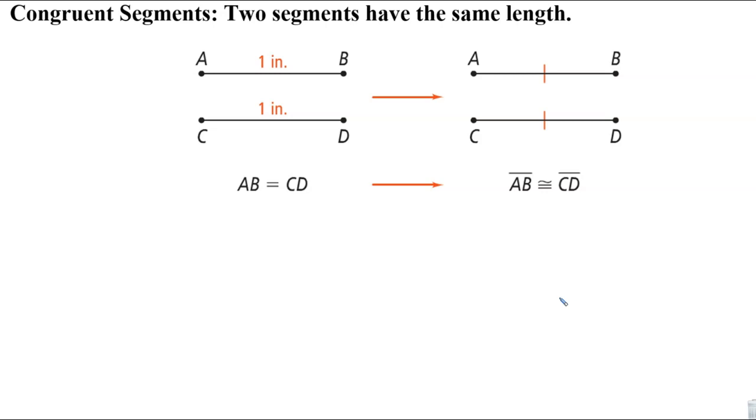Okay, if I want to express that two segments have the same length, what we'll do is we'll say they're congruent with this congruent symbol here. Okay, an equal sign with a squiggly line on top. So this reads as segment AB is congruent to segment CD.